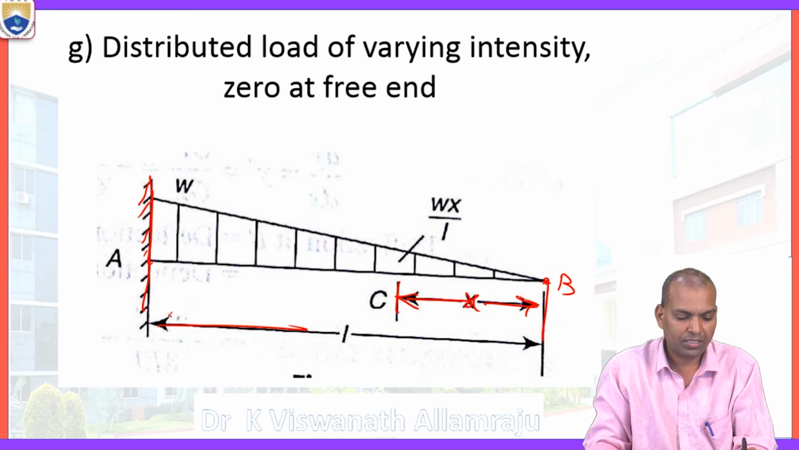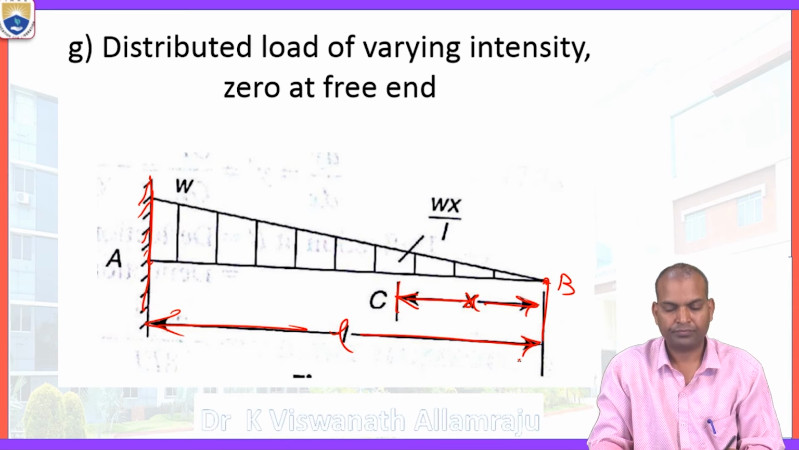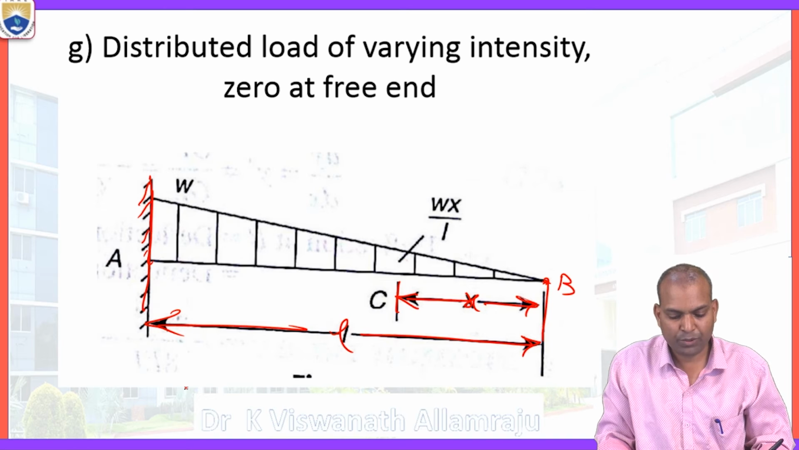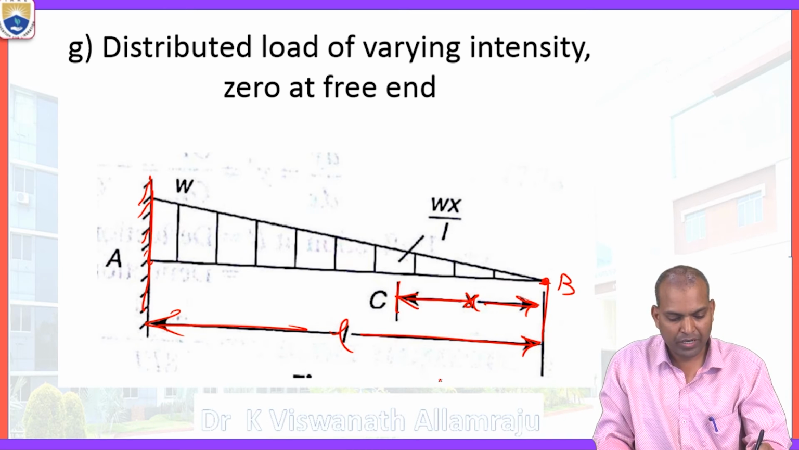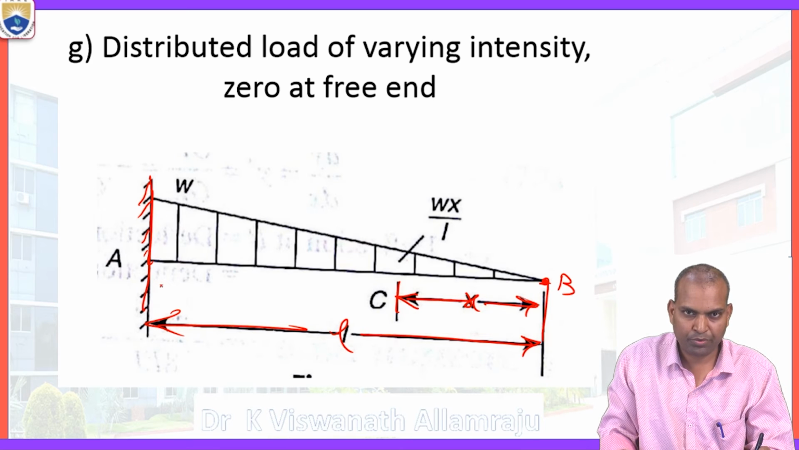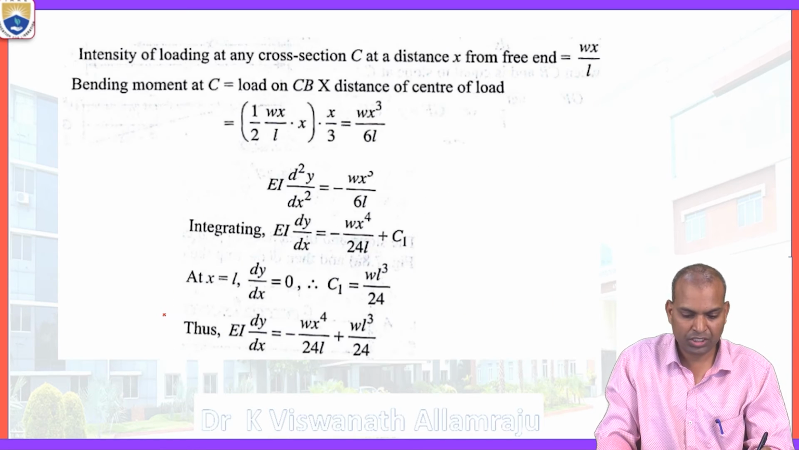Alright, at a distance of L. Now Wx by L. Why have we considered the origin at point B? Why not the origin at fixed support A? We are going to learn that now in this case.